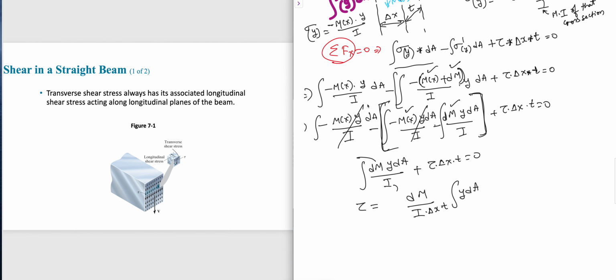This is what we get. Then, for a really thin cross section, assume delta x is almost close to 0. That means we get dm over dx. This delta x becomes dx times 1 over it times the integral of y dA.